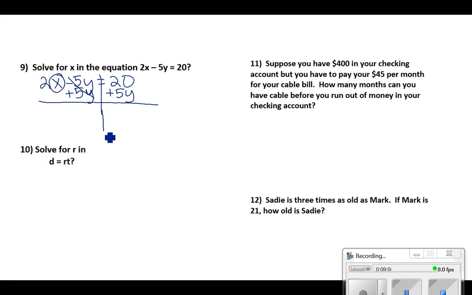I'm going to bring down the 2x. I cannot combine 20 and 5y because one of them has a variable and the other one doesn't. So I'm just going to bring them down as they are. I still don't have x by itself because I have to get rid of this 2. So I'm going to divide everything by 2, which gives me x equals 5 over 2y plus 10.